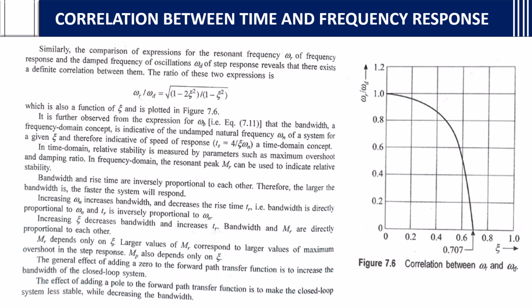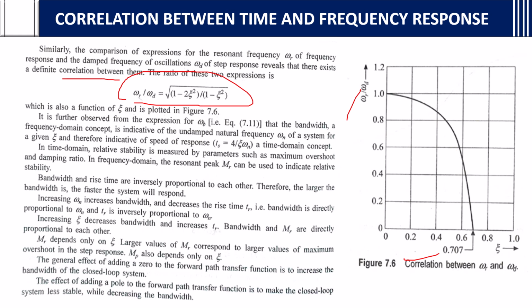Similarly, the comparison of expressions for the resonant frequency omega r of the frequency response and the damped frequency of oscillations omega d of the step response reveals that there exists a definite correlation between them. The ratio of these two expressions is this, which is also a function of xi and is plotted here. This is xi and omega r by omega d. This is how it is plotted.